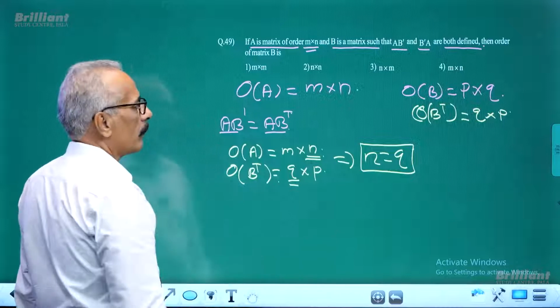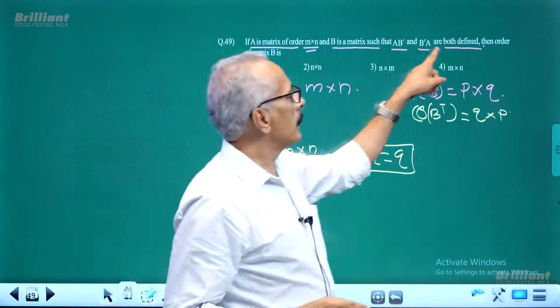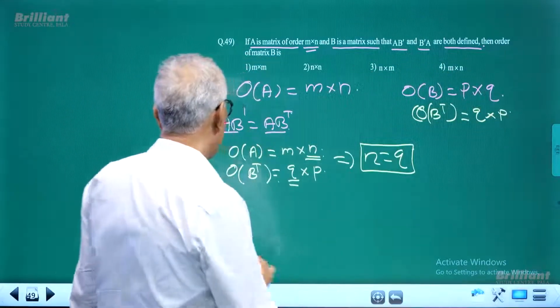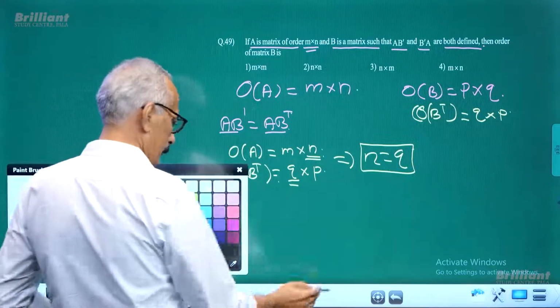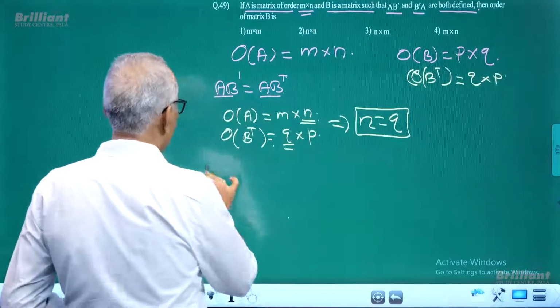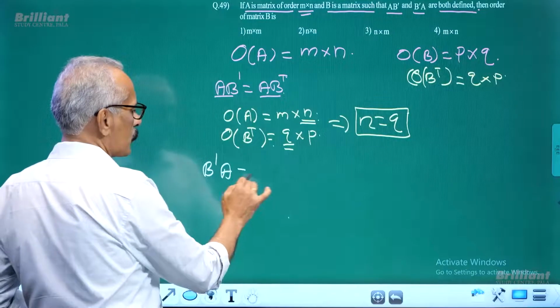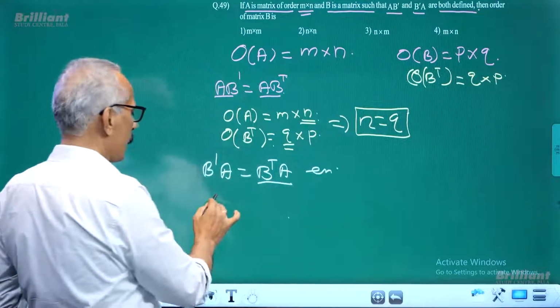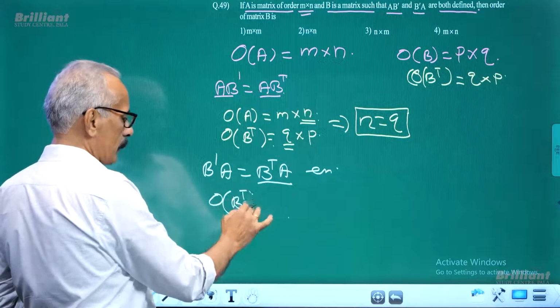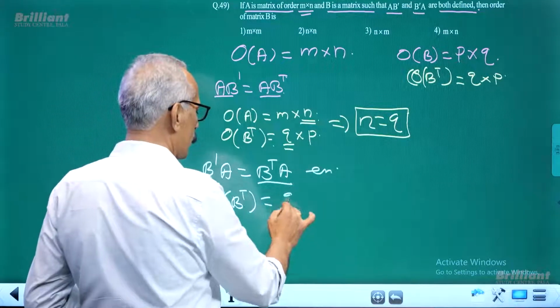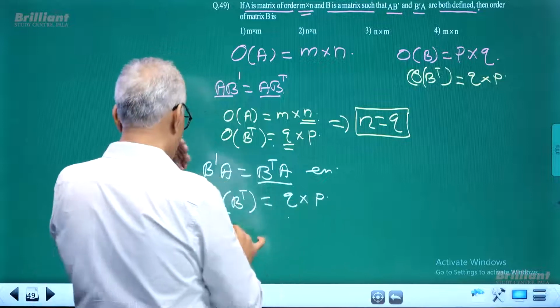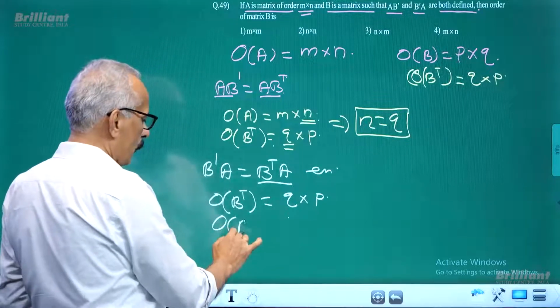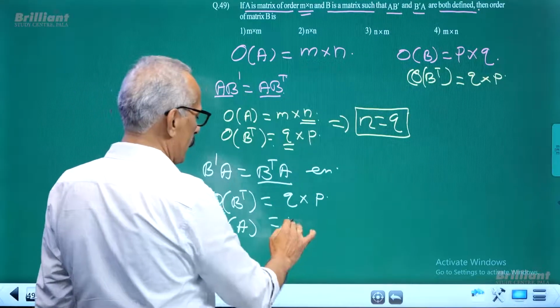So that gives the value of n. Now B dash A is also defined. In the next step, B dash A means B transpose into A. This exists, so what do we write? The order of B transpose we write first, Q by P. Then the order of A we write below. What's the order of A? M by N.